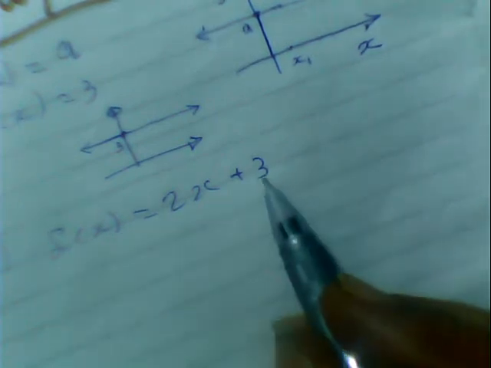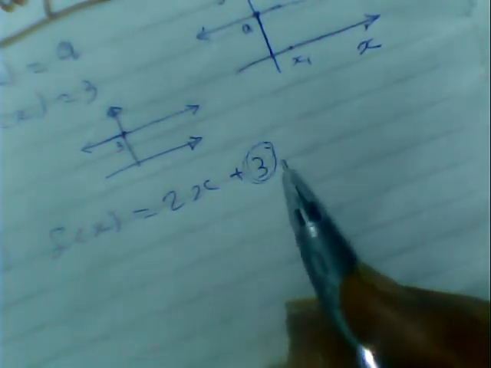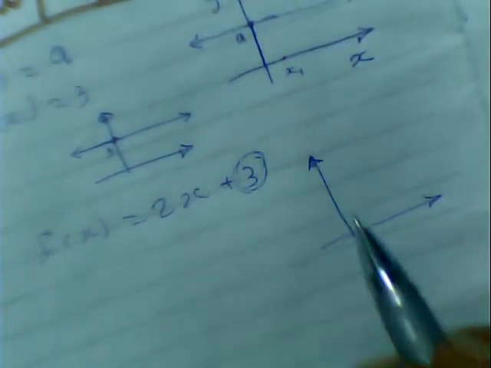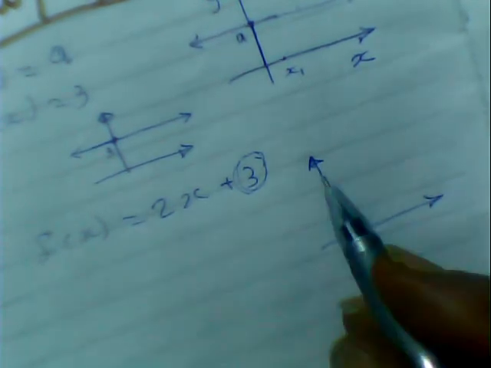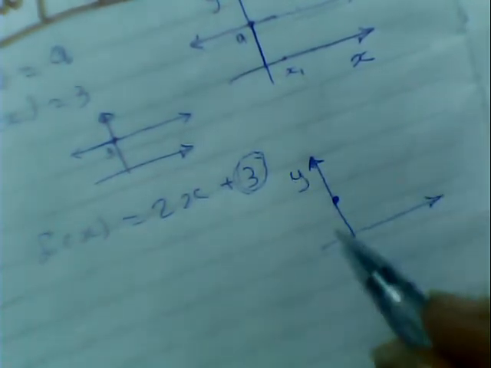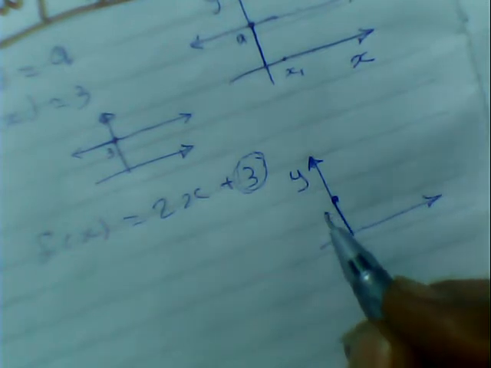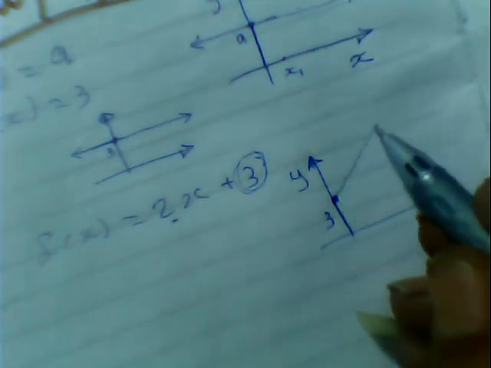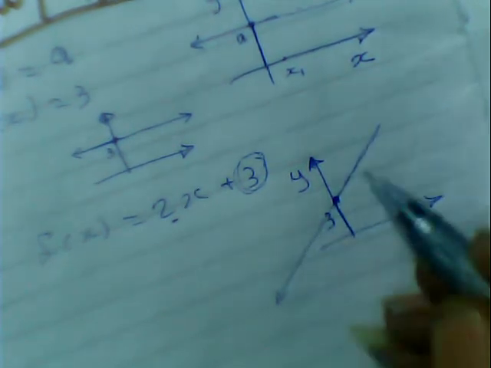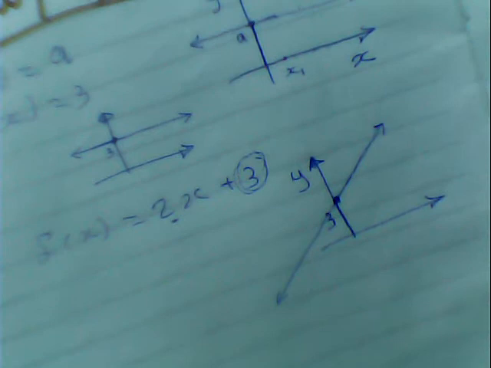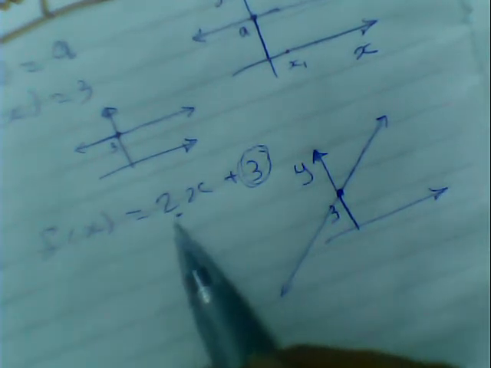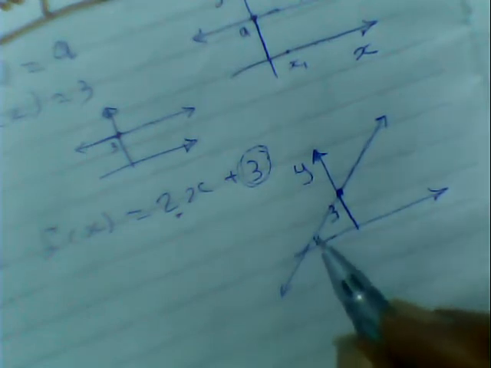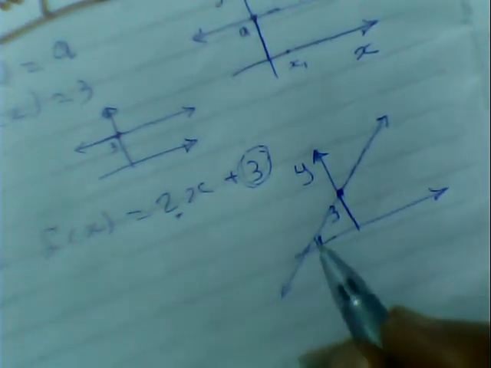First, this number 3 is the intersection with the y-axis, and 2 means the slope. Then we can draw it so easily like this. If the slope is positive, then the angle is less than 90.